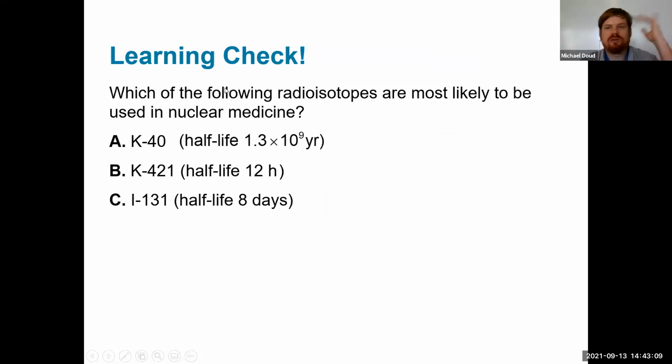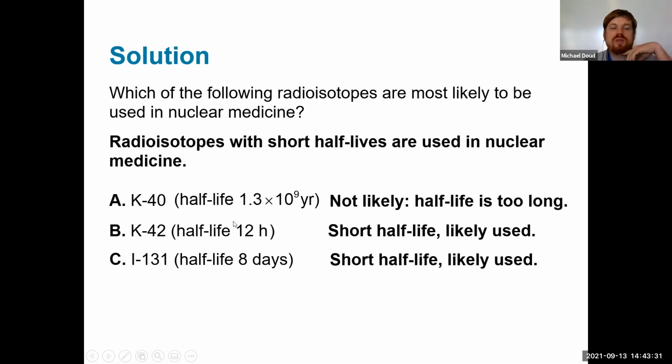Okay, so here, learning check. It's not on your sheet, but which of the following are likely to be used in nuclear medicine? So this is an example of a question I could definitely ask on the test. So would you use potassium 40? Would you use potassium 42? This should be potassium 42 here. And then iodine 131. What would be most likely to be used? Well, the ones with short half-lives would be used, right? The potassium 42 or the iodine 131.